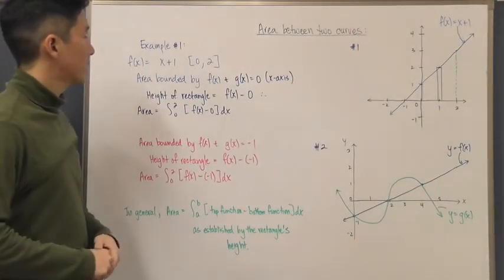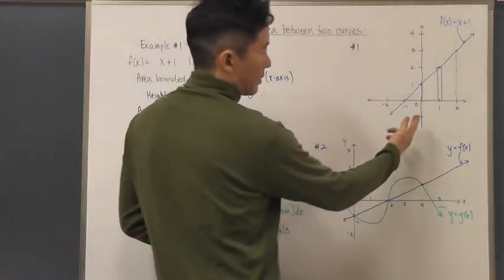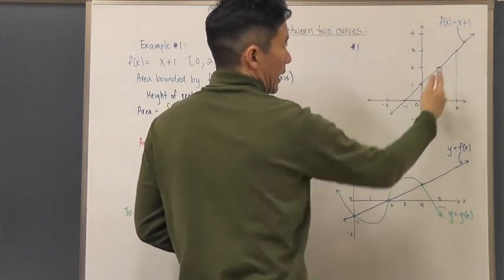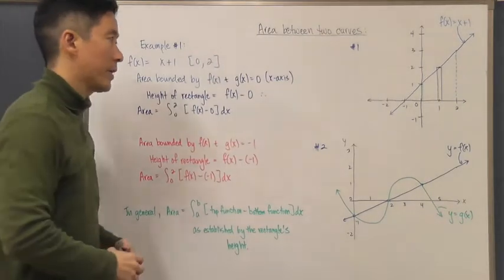It says f of x is equal to x plus 1 on the interval from 0 to 2. So what I've drawn here is the function f of x is equal to x plus 1. And notice that it went from 0 to 2, and I used dotted green lines for that.